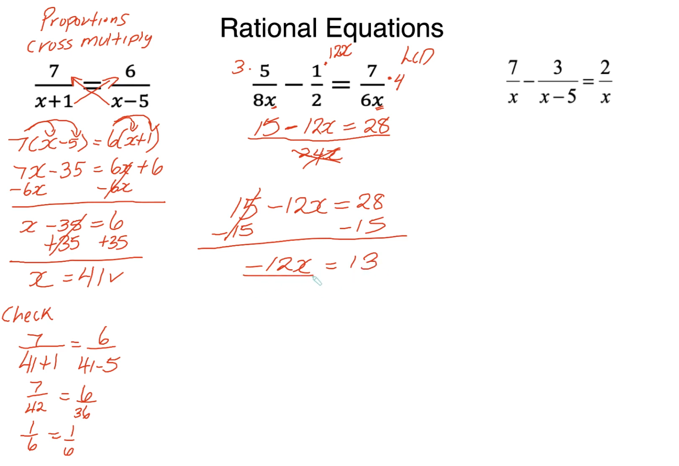Solving for x, I'm going to divide both sides by negative 12. So my answer is x equals, and I'm going to bring the negative in the middle, negative 13 over 12. Now I know some of you are probably saying, oh my God, how am I going to check that? Like I'm on the test, I get this crazy answer of negative 13 over 12. How am I going to check it?